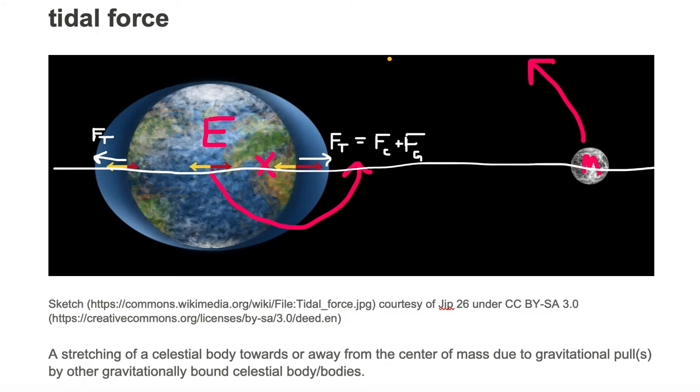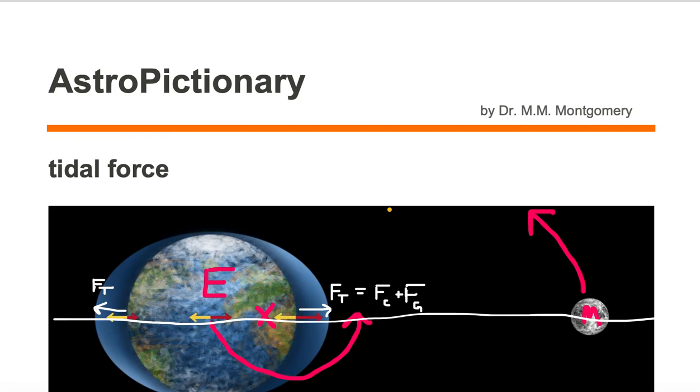So tidal force is a stretching of a celestial body towards or away from the center of mass, which we can see here. The center of mass is the X. We see on the near side, we have a stretching of the Earth towards the Moon. And on the far side, we have a stretching of the Earth away from the Moon, or away from the center of mass. And it's due to the gravitational pull of the Moon on the Earth. This net pull of the centripetal and the gravitational force is what we call a tidal force.